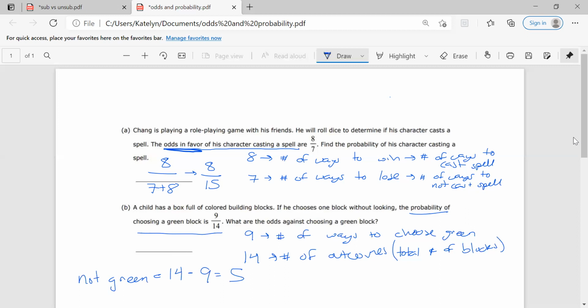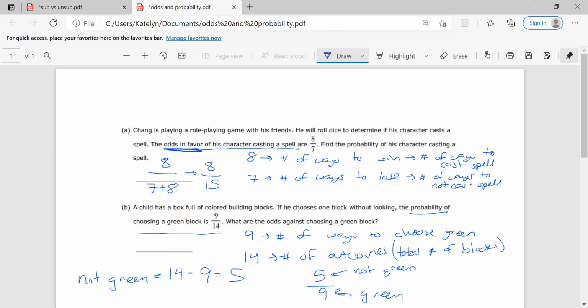We want the odds against choosing a green block. So this is going to be our numerator: the number of ways to not choose a green block. And then our denominator would be the number of ways to choose the green block, the opposite. So on the numerator, we've got the number of ways to get not green, and this is the number of ways to get green.